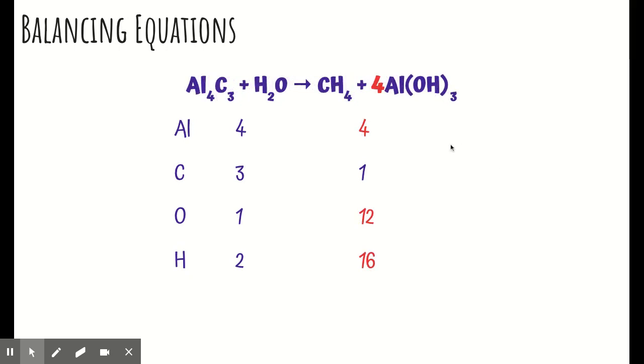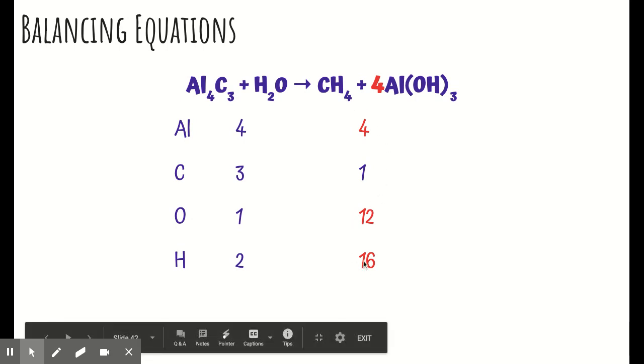So the next step, I added in my 4 here, so that's going to change these. I now have 3 times 4, so I have 12 oxygens, and then 4 times 3 gives me 12 hydrogens here, plus these 4 hydrogens right here, which gives me a total of 16 hydrogens. So this is where I'm at right now.